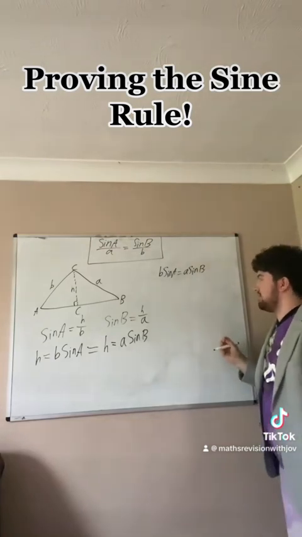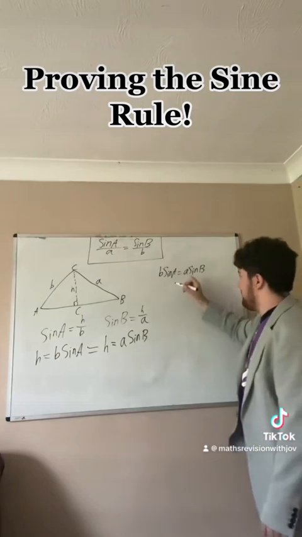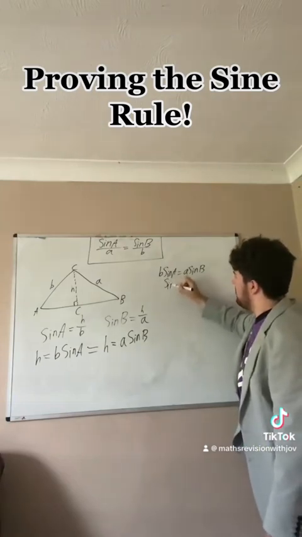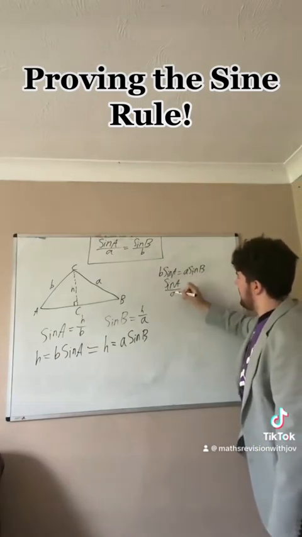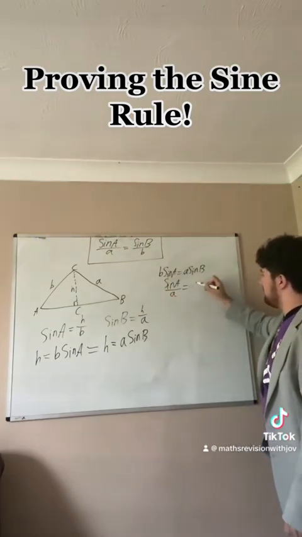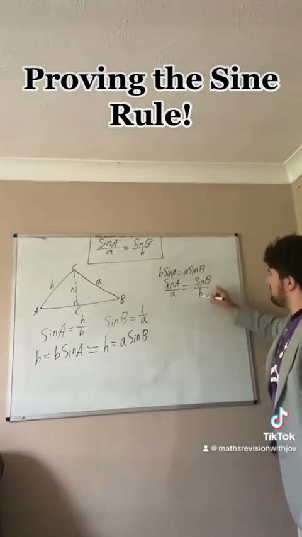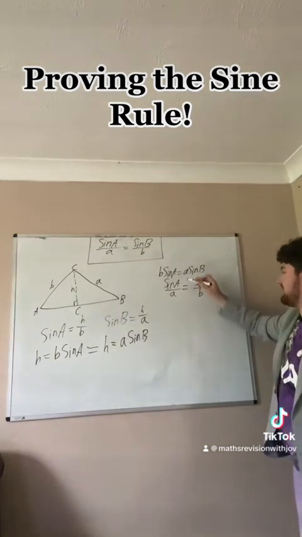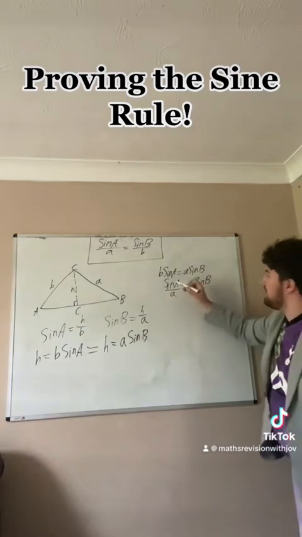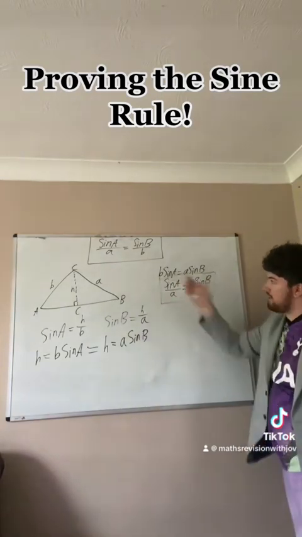Now all we have to go and do is divide through by B and divide through by A. So we get that sine A divided by A, because the B's have gone and we've divided by an A, is equal to sine B divided by B, because the A has been cancelled out and we've divided by B. And this is our answer. This is what we have proven.